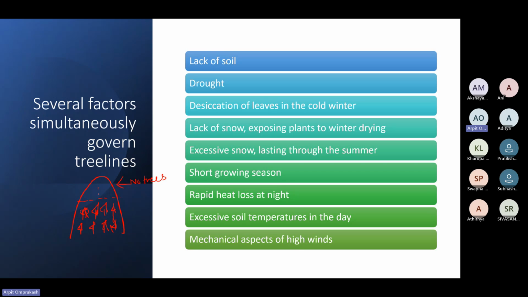Maybe there's rapid heat loss or cooling at night. Maybe there are excessive temperatures during the day because the atmosphere is thinner on the top. Right. Maybe it's somewhere closer to the poles also. Maybe there are high winds that are preventing the growth of plants in these areas. So there might be various factors leading to these things.